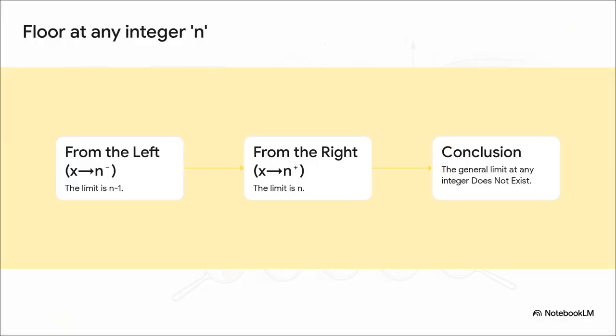So let's analyze this at any integer. We'll just call it n. As we approach n from the left, with values just a hair under it, like 2.99, the floor is always going to be 1 less than our target. It'll be n minus 1. But the second we cross over n and approach from the right with values like 3.01, the floor immediately jumps up to n itself. And since n minus 1 is never ever going to equal n, the two sides can never agree at any integer.